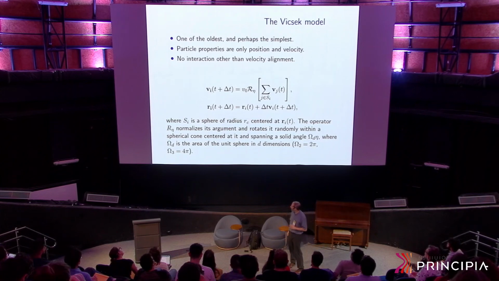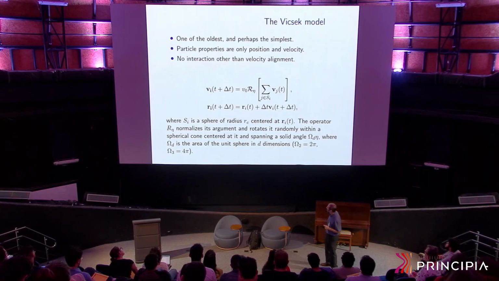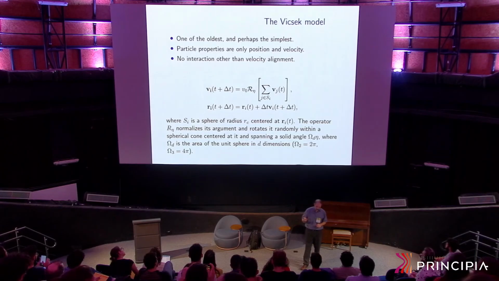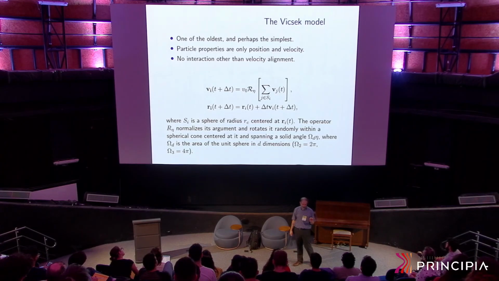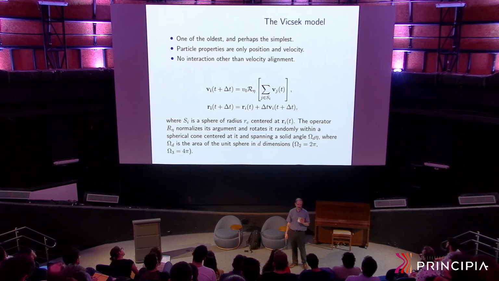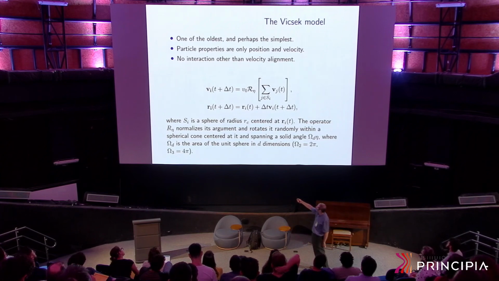So let's go to one concrete model, which is the model that I will propose for your exercises. If you want to try this, you can write a simulation for this model. This is one of the oldest. This model is from the early 90s, and perhaps it's the simplest of these all. The particles only have a position and a velocity, so they're very simple. And the only interaction that there is is velocity alignment. And so the model is described by these two equations.